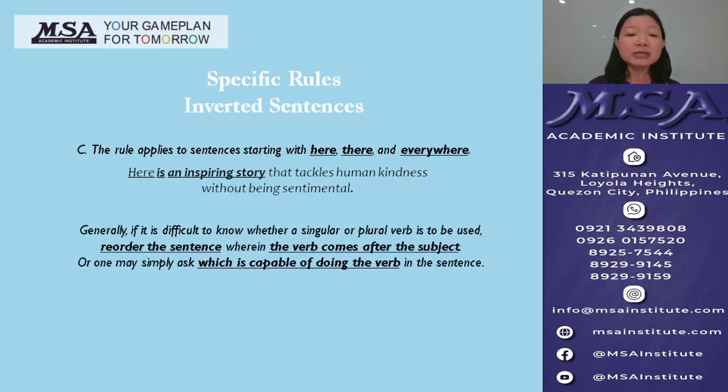So generally, if it's difficult to know whether a singular or a plural verb is to be used, we order the sentence wherein the verb comes after the subject. Or you may simply ask which is capable of doing the verb in the sentence to know which the subject is.